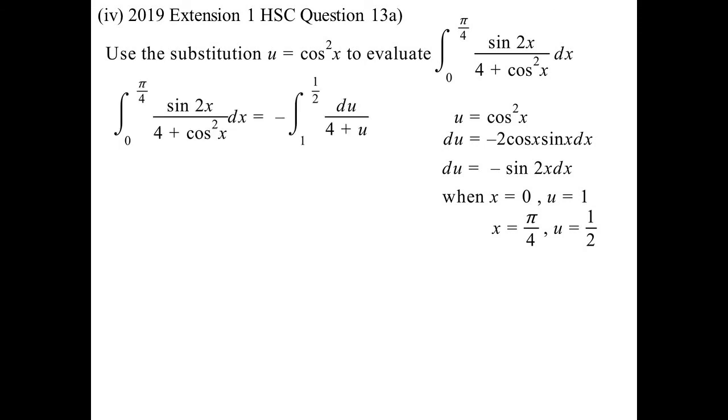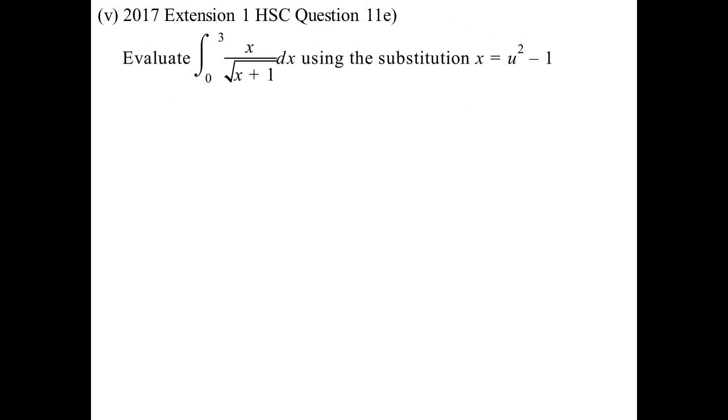So we end up with minus 1/2 du on 4 plus u, which is our log situation. So we get the log of 4 plus u, and you'll notice with this one I didn't bother with the absolute value signs because when I substitute in, I know I'm going to get positive numbers anyway, so I didn't worry about it. We end up with log of 10/9.